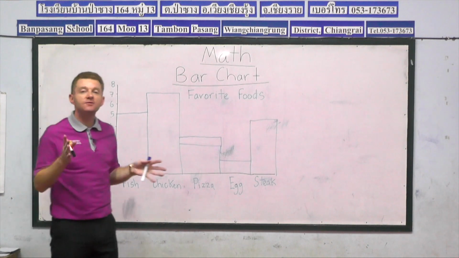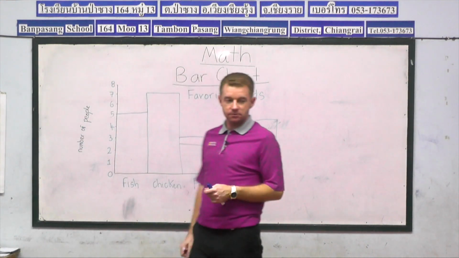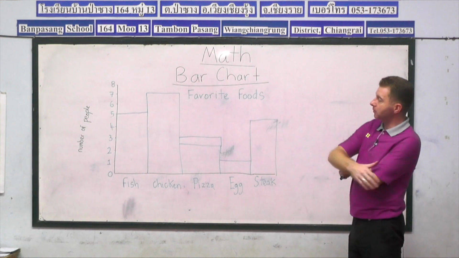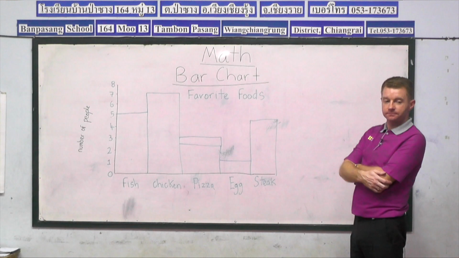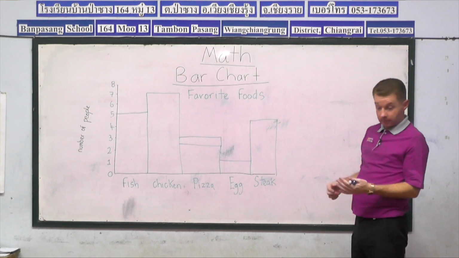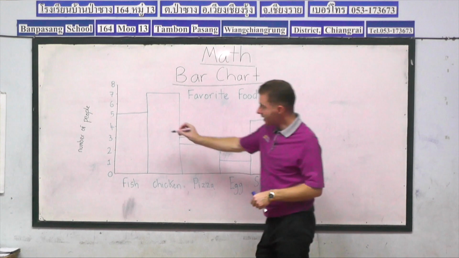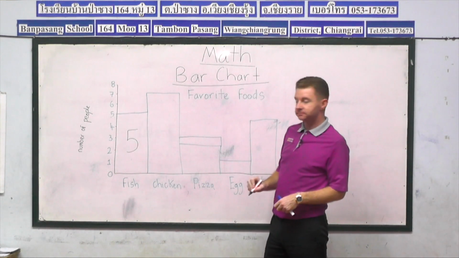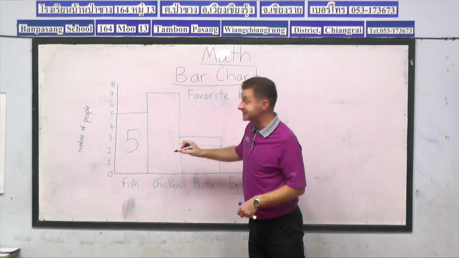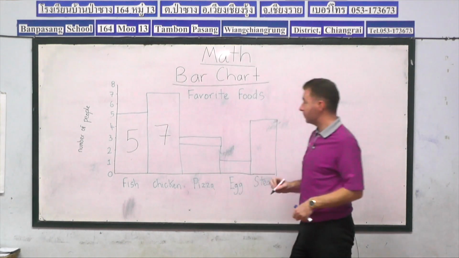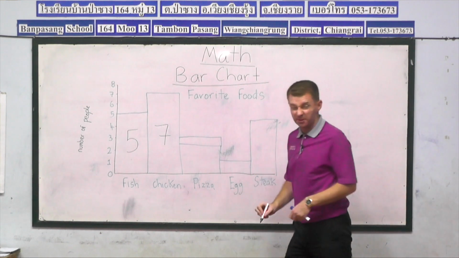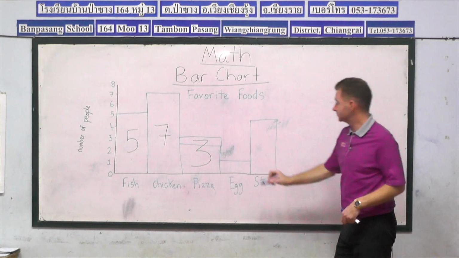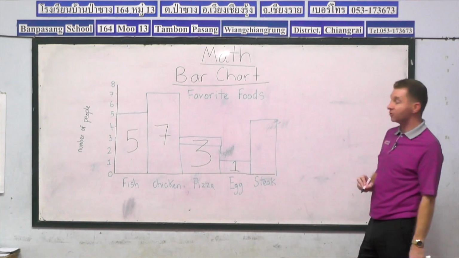Okay, so they're the different categories of favorite foods. Now, some more difficult questions. How many people in total were asked? 20, really? Let's find out. How many for fish? How many for chicken? 7. How many for pizza? 3. Finally 3 after I draw it properly. 3. How many for egg? 1. How many for steak? 4.